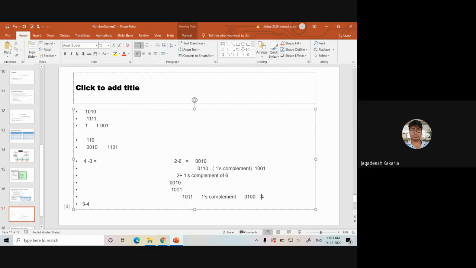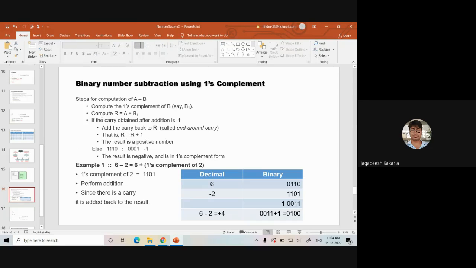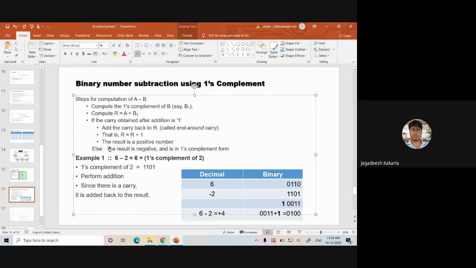Okay, 1011. Now please check it. I think everyone knows what an end carry is. Am I right? The end carry is 0 here. The step is clearly mentioned here: if the end carry is 1, then perform this procedure. If the end carry is 0, else means what? Else is nothing but, if the end carry is not 1, then what we need to do? The result is negative and is in 1's complement form.